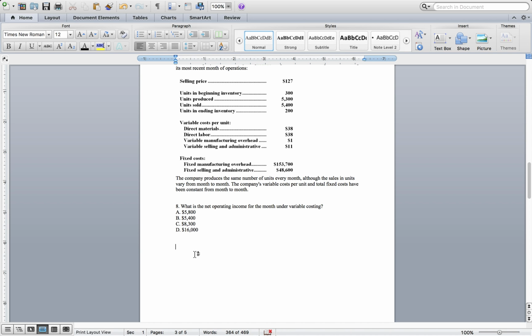Now remember, to get the net operating income, we're still going to start with sales revenue. It says here the selling price is $127. Take the $127 and multiply by how many units sold. So go back up here. You see we sold 5,400 units. When we multiply those out, we see here the sales revenue is $685,800.